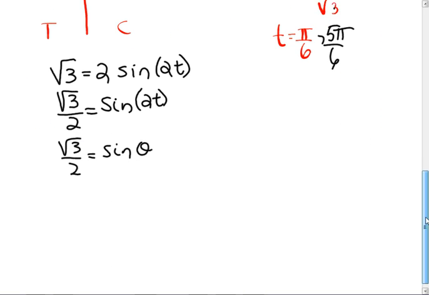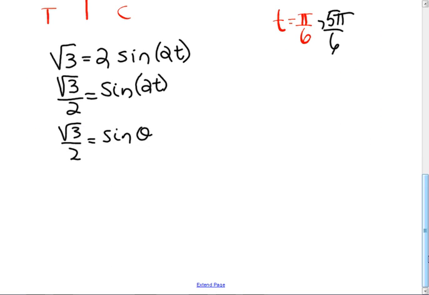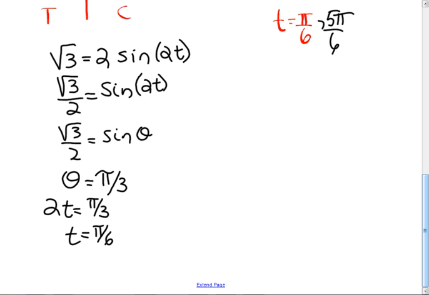All right, I haven't gotten there yet, though. The question was, what's theta? Theta is equal to pi over 3. I don't want to confuse people. Well, theta is 2t, so 2t is equal to pi over 3. So t is equal to pi over what? 6. And you could go on.